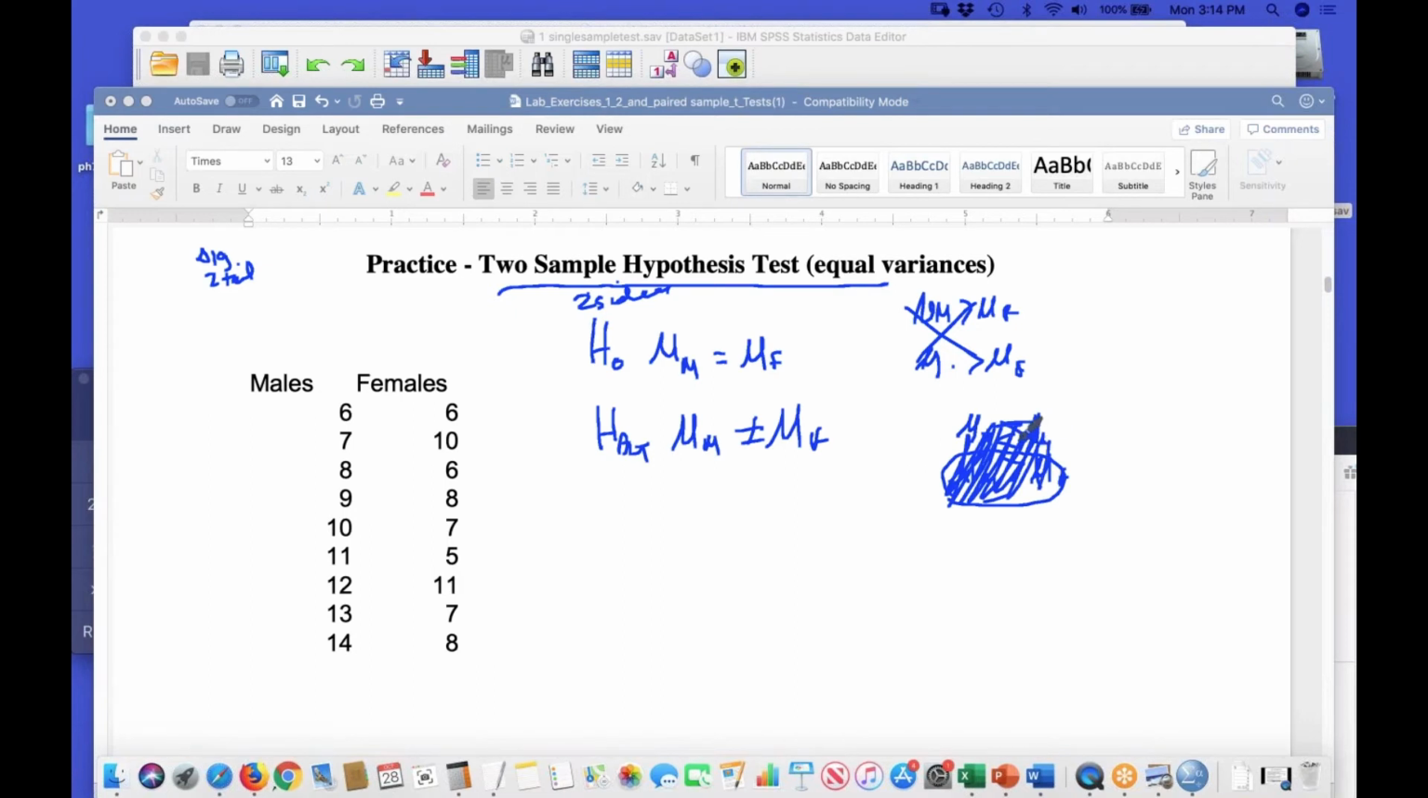Okay, for the most part, we're going to stick with 2-tailed tests, not prejudging which is greater or less than the other. Okay, so what are we going to do here? Well, we are going to take our 2 means. Okay, now we don't know the mean for males, and we don't know the population mean for females.